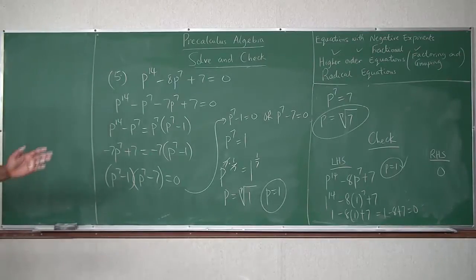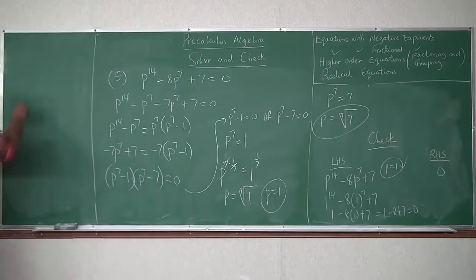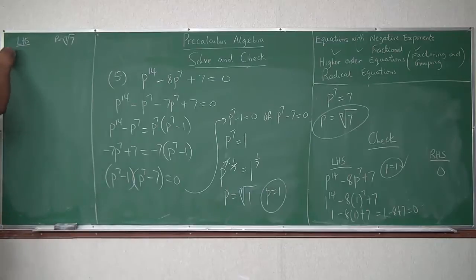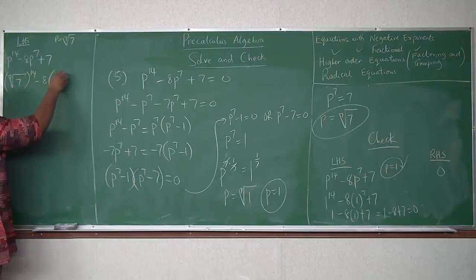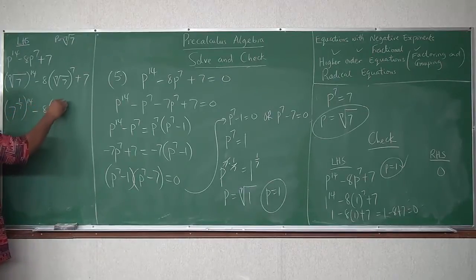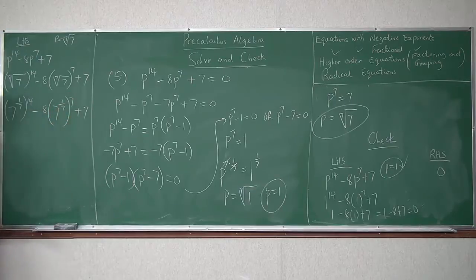Then we check with the 7th root of 7, left-hand side. So we need p equal to the 7th root of 7. This means p to the 14 minus 8p to the 7 plus 7. This is now the 7th root of 7, all to the 14, minus 8 times the 7th root of 7 to the 7, plus 7. Okay, now this is 7 raised to the power 1 over 7 times 14, minus 8 times 7 raised to the power 1 over 7 times 7, plus 7.